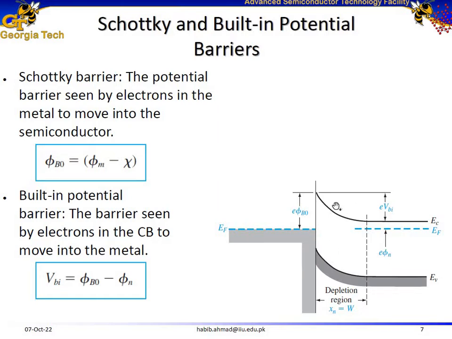So VBI is equal to phi B naught, the Schottky barrier height, minus the difference between EC and EF, and you can also represent it with E phi n, or in terms of potential just with phi n. And these two equations are crucial, especially for your Schottky diode calculations.